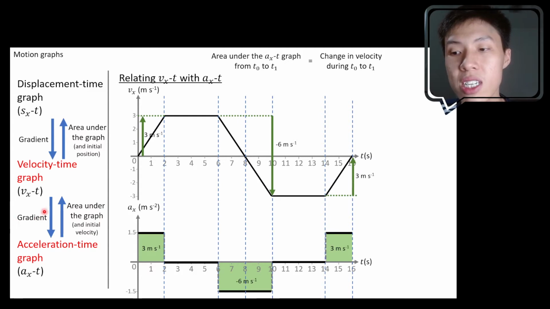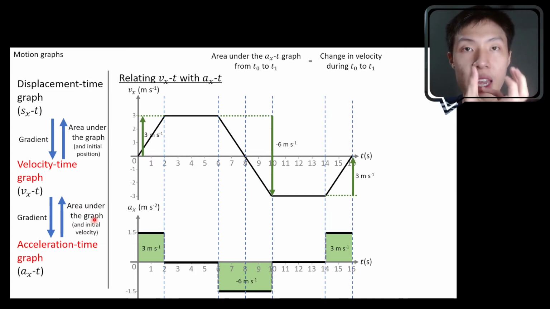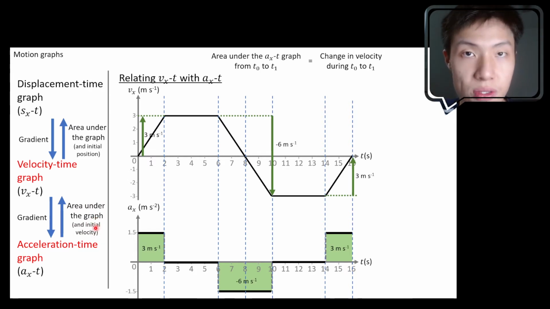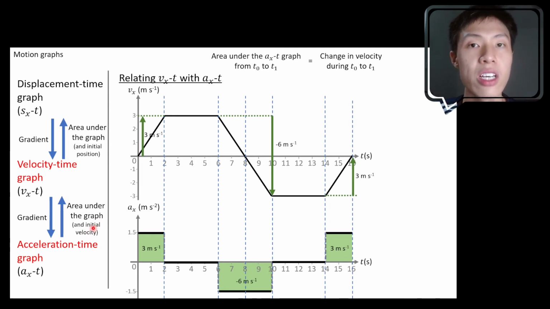Okay, so the gradient is related to differentiation, and the area under the graph will be related to integration. Integration, if you remember from your maths, has a plus c, right? The constant. And that constant is actually the initial velocity. But let's not go too deep about this. Okay, so that's all, and this will be the last video that wraps up everything about motion graphs.